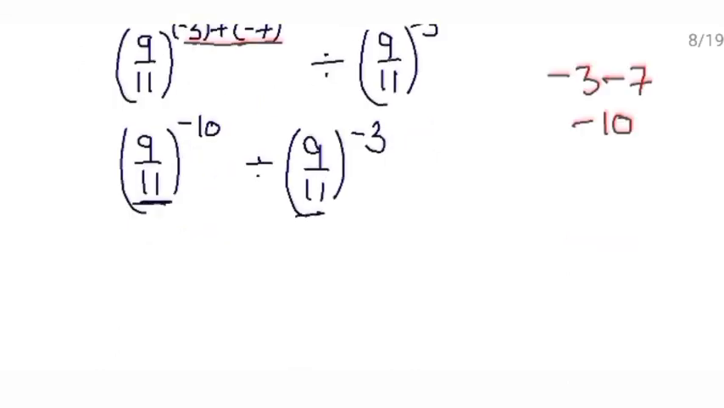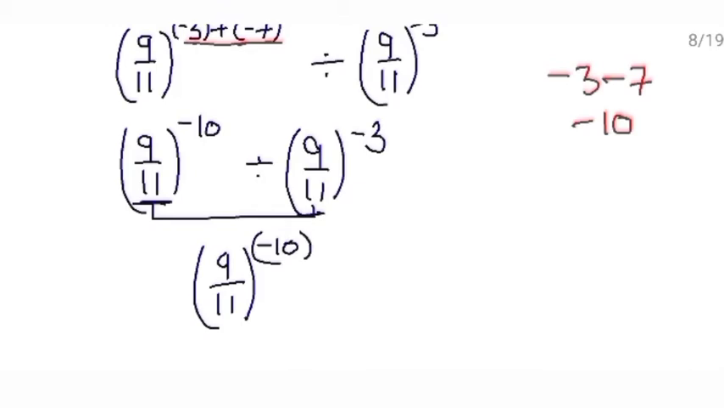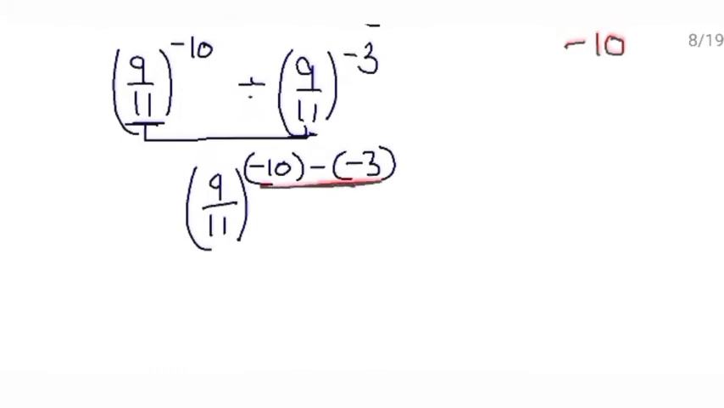Again the bases are same, so write the base once, 9 upon 11. We are dividing them, so power will be subtracted. Subtract the powers, minus 10 minus minus 3. Solve this part, minus 10 plus 3. Signs are opposite, so values will be subtracted and sign will be of the greater numeral, which is minus. So its value will be minus 7.